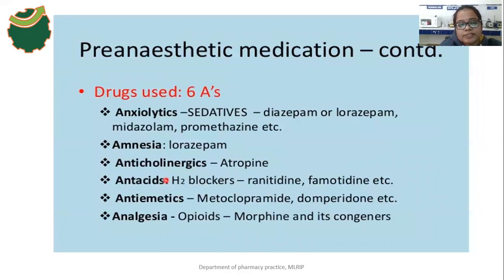And what are the examples of pre-anesthetic medication? There are 6 categories, the 6 A's: anxiolytics, amnesia, anticholinergics, antacids, antiemetics, and analgesia drugs. What are the examples of anxiolytics? Sedatives. Sedative examples are diazepam, lorazepam, midazolam, and promethazine. These examples come under the anxiolytics, and these drugs are used as pre-anesthetic medication.